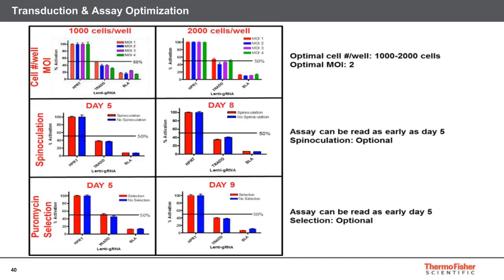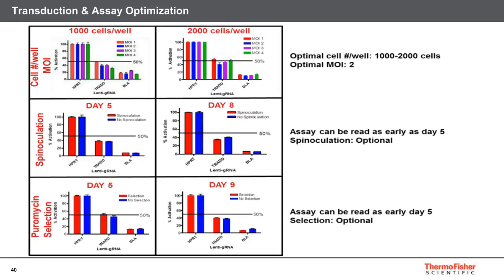And when you compare it to no spinoculation, shown by the blue bar in the middle plot, you can see that it was very comparable. We also compared different days, reading at day 5 and day 8. Essentially there was no difference between day 5 and day 8, so you can have an early readout of this assay. And spinoculation, as you can see, the blue bar and the red bars compare really well, so it did not have any additional benefit. So in this case, it's optional.